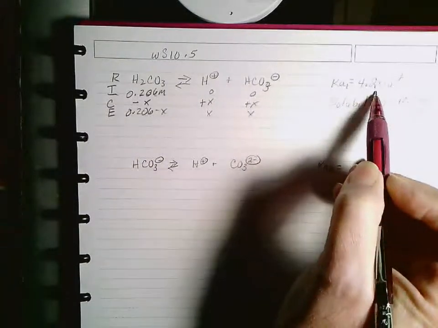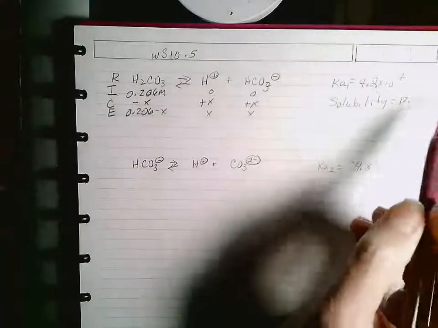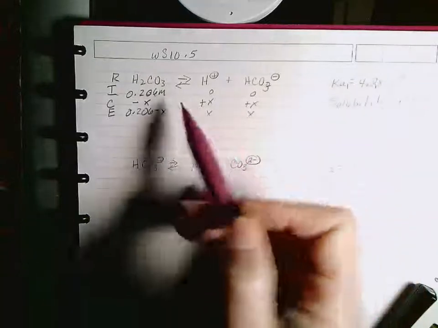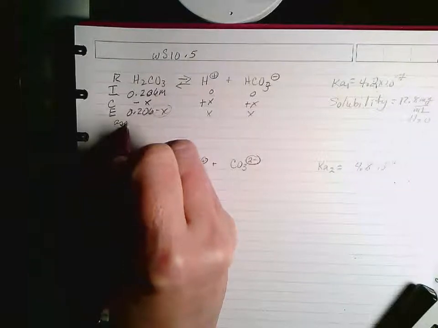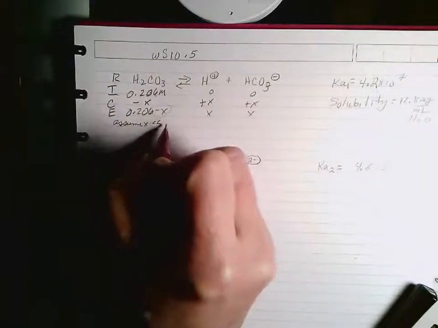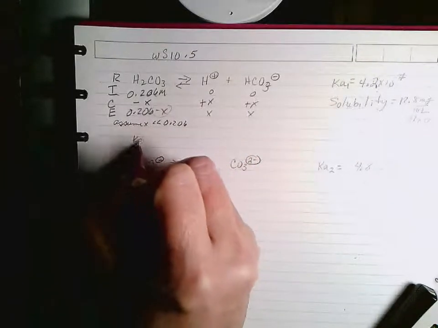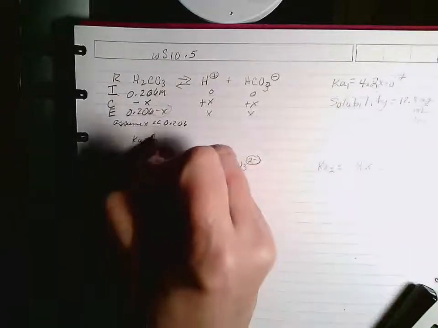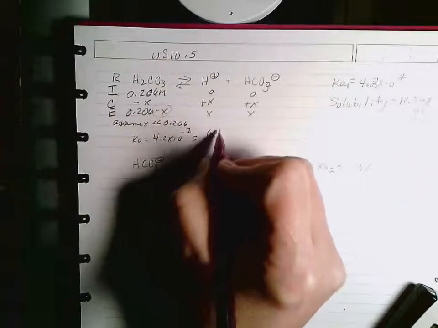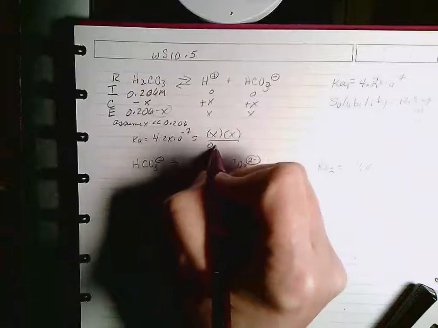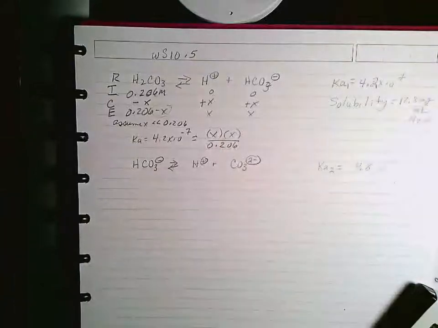Here's the Ka for this dissociation, which is 4.2 times 10 to the negative 7th. Since that's to the negative 7th, I'm very confident that I can ignore X here. So I'm going to assume that X is much, much smaller than 0.206. So that means that my Ka, which is Ka1, which is 4.2 times 10 to the negative 7th, is going to equal X times X divided by 0.206.